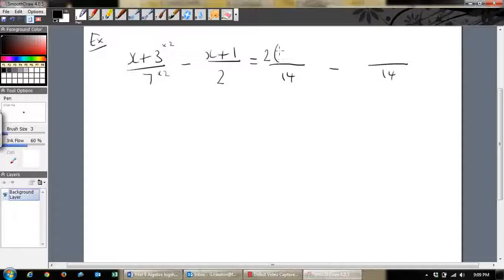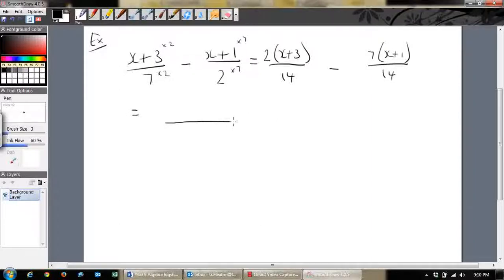What does that look like? It looks like 2 times (x plus 3), because we've multiplied the top line by 2. In this line down here, what have we multiplied the bottom line by? We've multiplied that by 7 to get 14. So I need to multiply the top line by 7 also, so that'll be 7 times (x plus 1), like that.